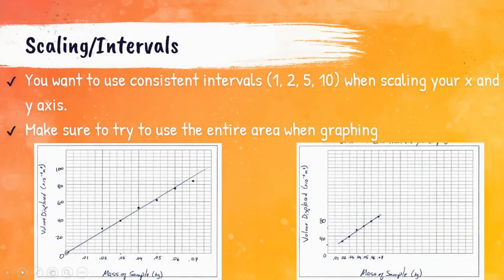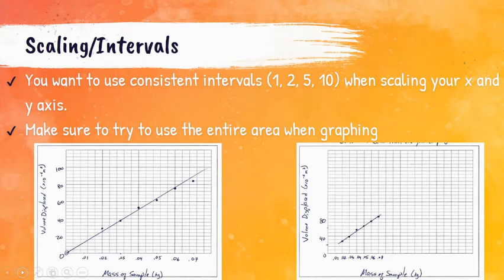Now, another very important item to talk about with graphing is what we call scaling and the intervals that we space things out on the x and the y axis. So when we scale out our x and our y axis, we want to make sure that we are using consistent intervals.